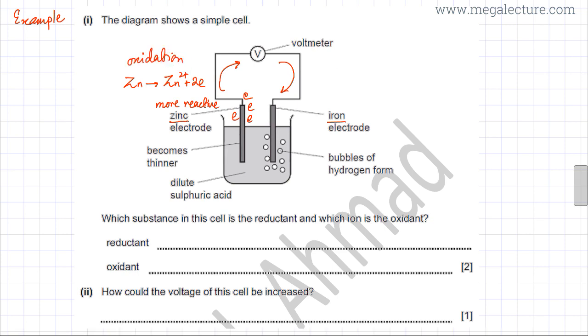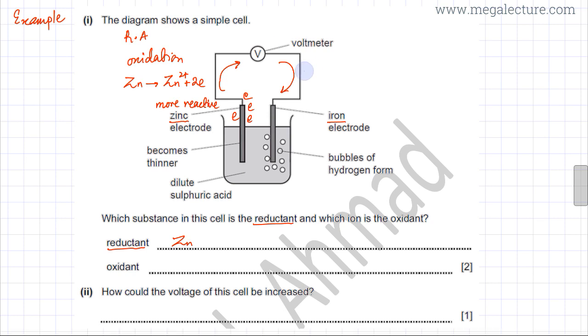Now if you look at the equation on the left hand side, this equation is an oxidation equation, which means that zinc is a reducing agent or a reductant. Remember, whichever substance is getting oxidized, that is the reducing agent or the reductant. So which substance is a reductant? That's going to be zinc, because it's undergoing oxidation.